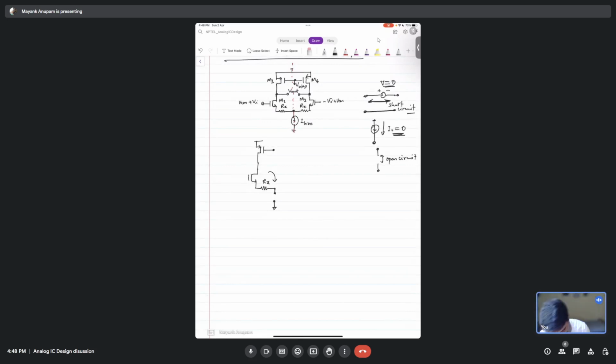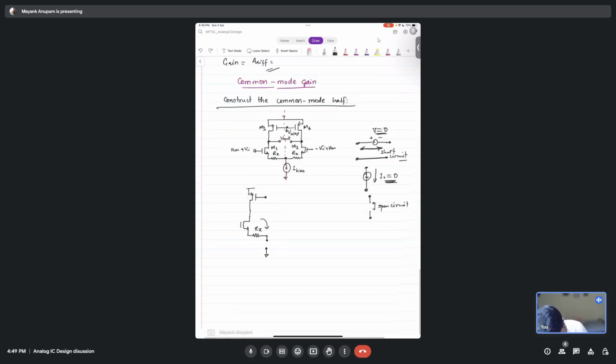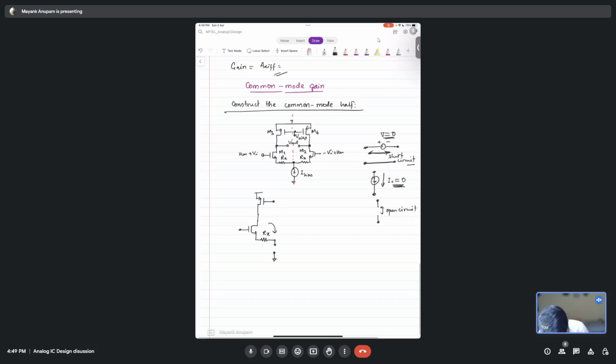So in the common mode, what is the circuit? We have some VCM here, and then there is RX, but there is an open circuit here, right? And this V bias will be grounded because this is a voltage source. The current will flow into the ground path only. If there is no current flowing here, no current can flow through this here, and no current can flow through this here, right?